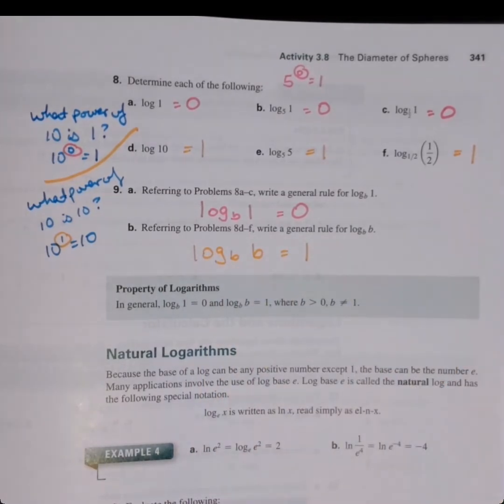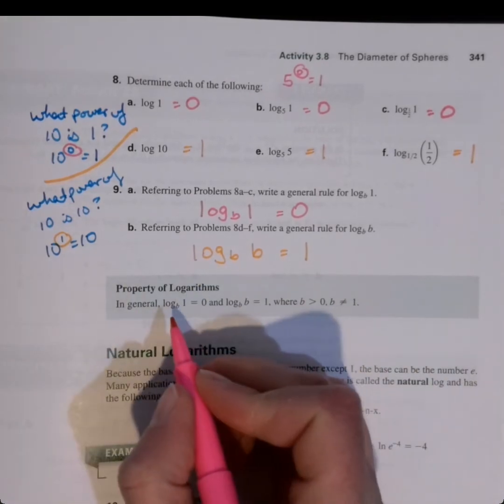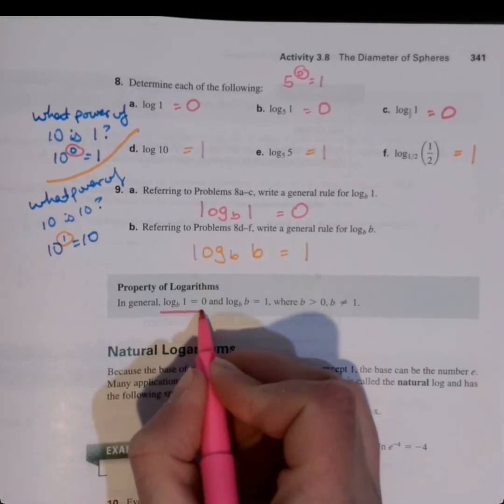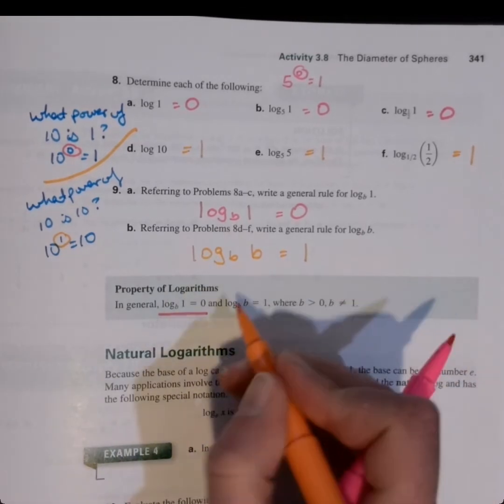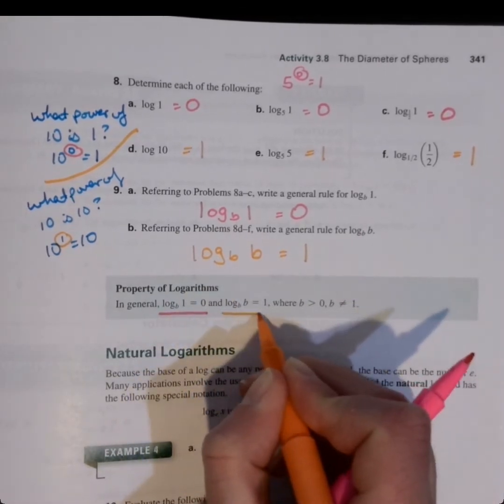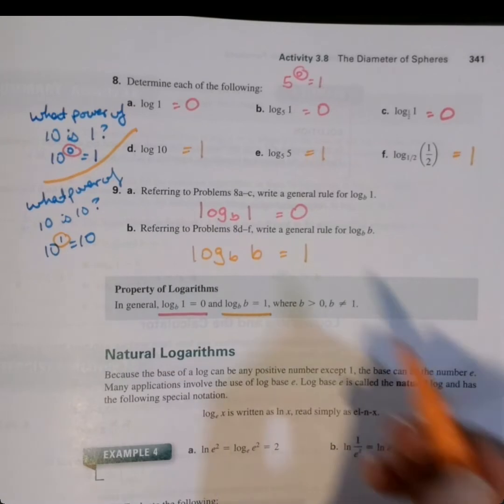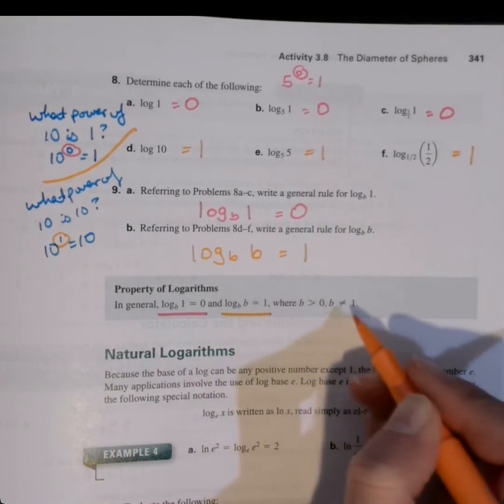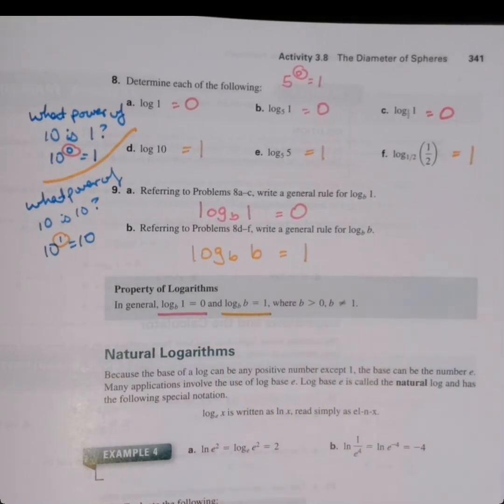These two rules are outlined in this properties box here. In general, log base b of 1 is 0, and log base b of b is 1, with, of course, the caveats that b has to be a non-zero number and it can't be 1, because the base of an exponential function can't be 1, and neither can the base of a logarithmic function.